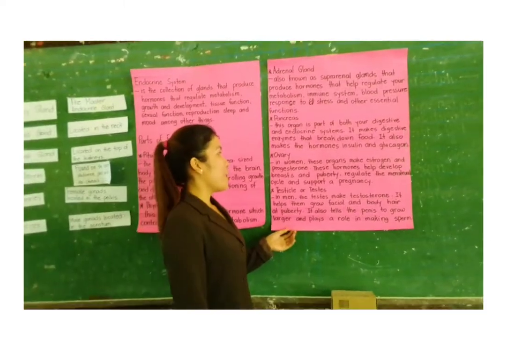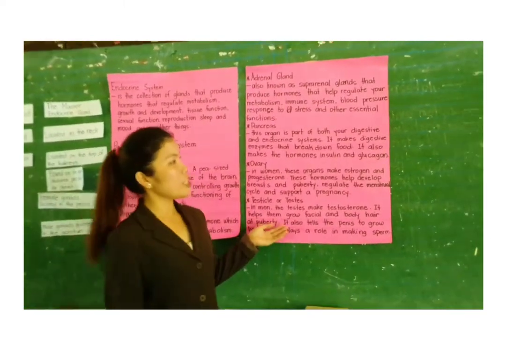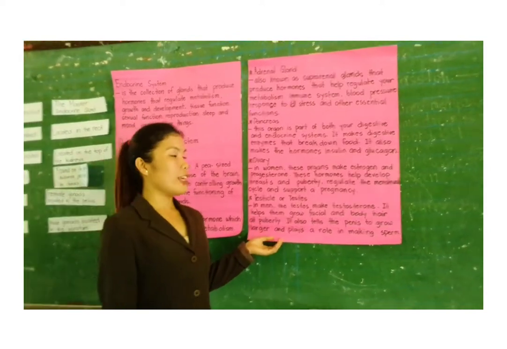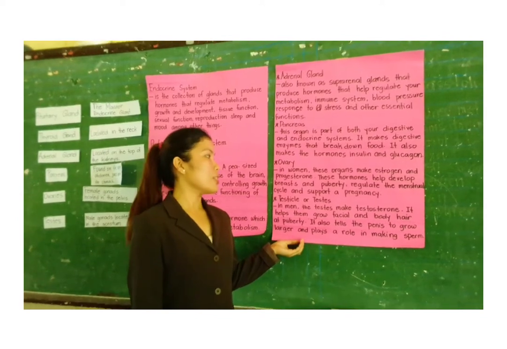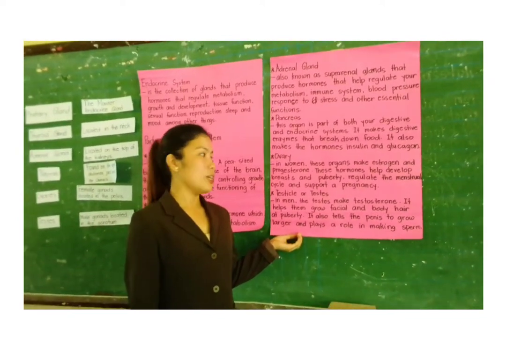The ovary. In women, of course, these organs make estrogen and progesterone. These hormones help develop breasts at puberty, regulate the menstrual cycle, and support a pregnancy.